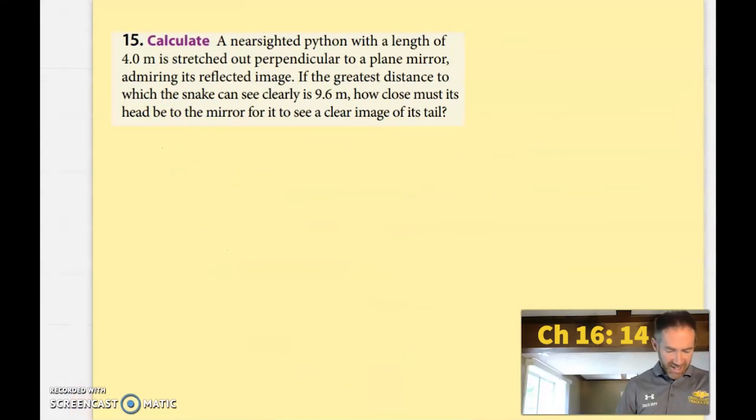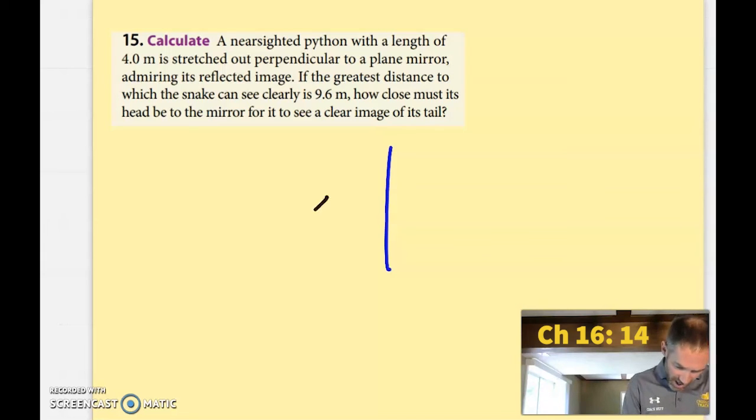On number 15, we've got a nearsighted python with a length of 4 meters. It's stretched out perpendicular to a plane mirror. So let's say here's the mirror, and we've got the python, and the python can only see 9.6 meters. And we want to know how close does it have to get to the mirror so that it can still see a clear image of its tail.